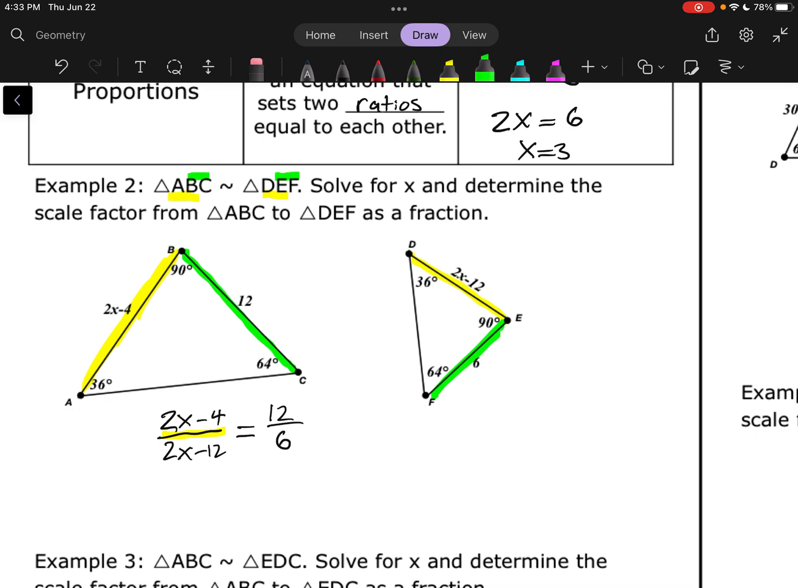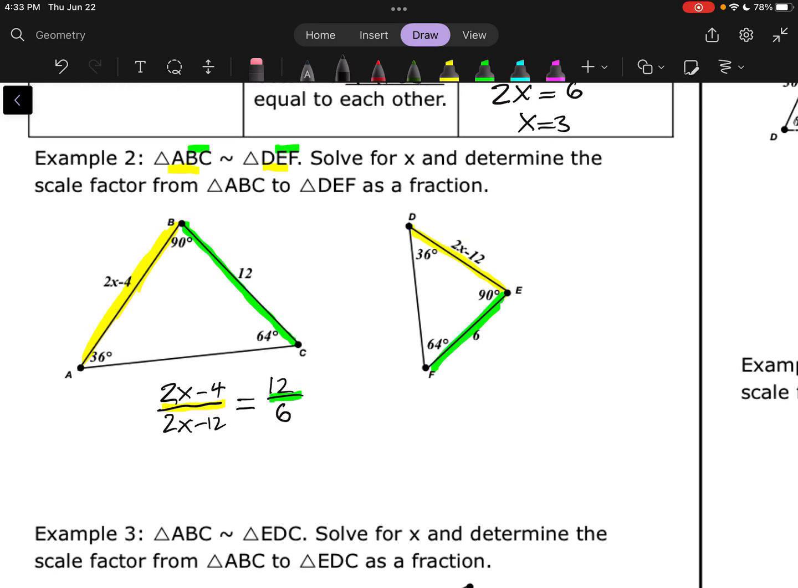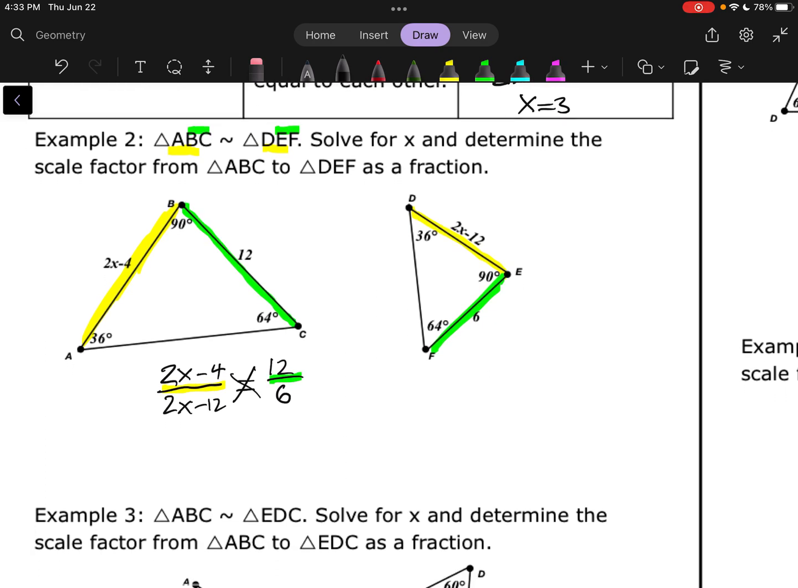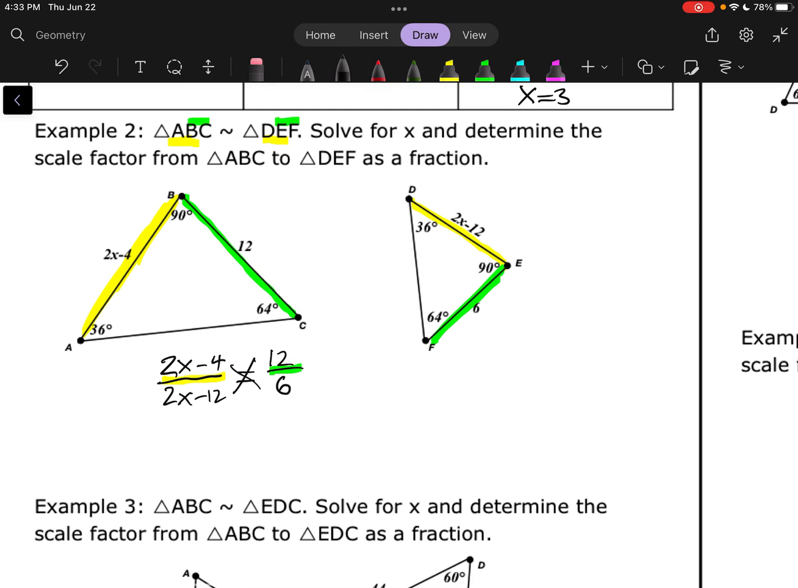So I made a ratio with my yellow sides. I made a ratio with the corresponding green sides. Now I just got to cross multiply. So if I cross multiply here, I need to be a little bit more careful than I was in that really basic example, because now I'm going to need to distribute. So when I multiply the 2x minus 4 times the 6, I'm going to write it like this: 6 parentheses 2x minus 4. Just to remind myself I need to distribute. And likewise, 12 parentheses 2x minus 12.